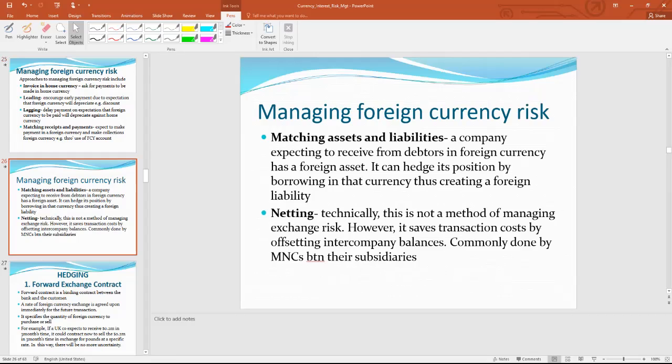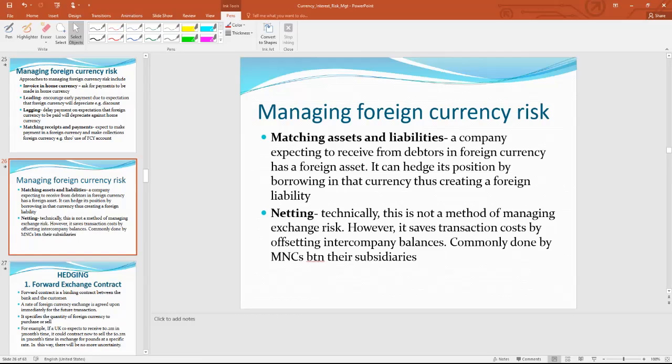Then to hedge against the risk of translation, what can you do? You can, for example, match assets and liabilities. It's not that easy, which I think as you do your advanced financial reporting, corporate reporting, or SBR nowadays, strategic business reporting, you'll be discussing how you do consolidation of the foreign subsidiary.